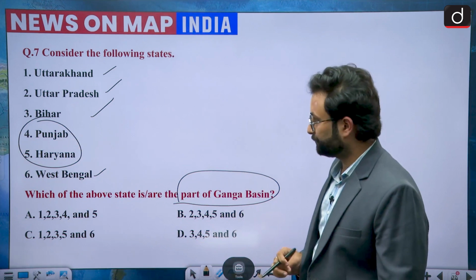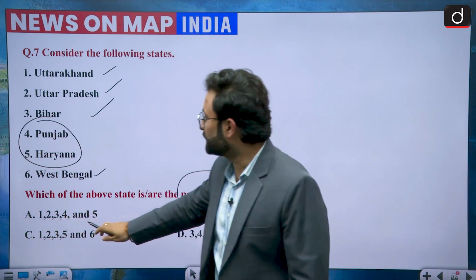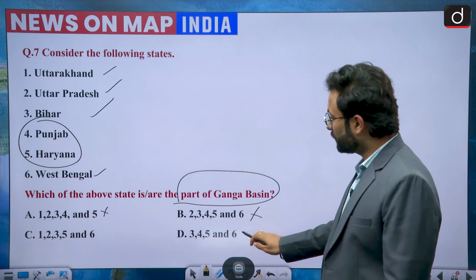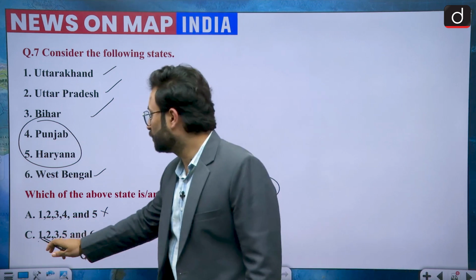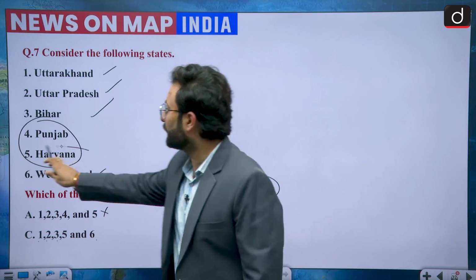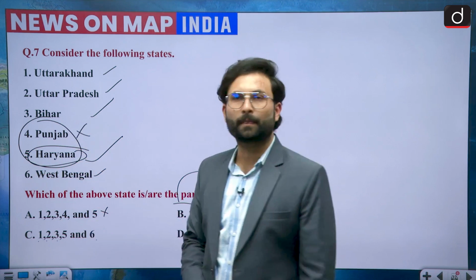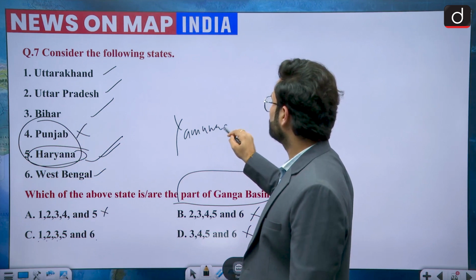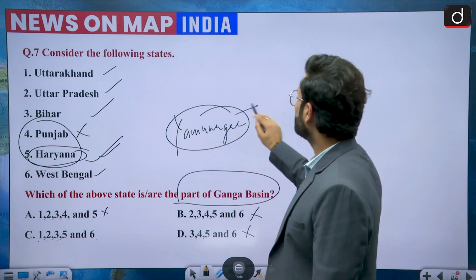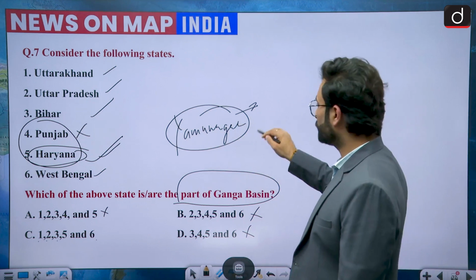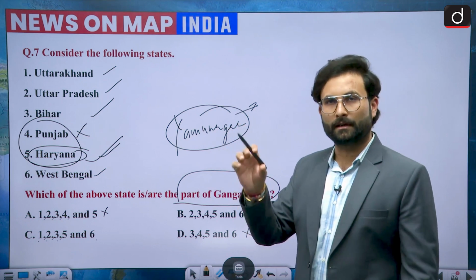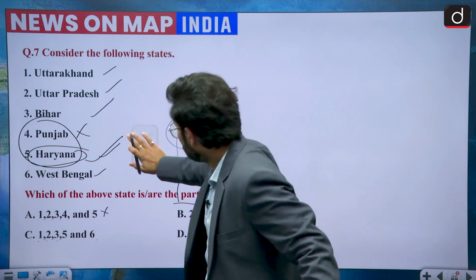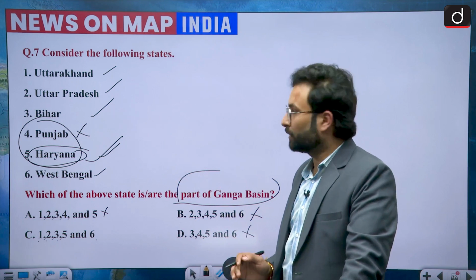So now let's see. 1, 2, 3 and 6 would be there. 6 is not there, so this is eliminated. 1 is not there, this is eliminated. Now they are saying that Haryana is part. Fine. Punjab is not. Because here in Haryana, there is Yamuna Nagar. River Yamuna passes through this particular area, and river Yamuna is part of your Ganga river basin. So that is why we can say that Haryana is in the river basin. So Punjab is not.